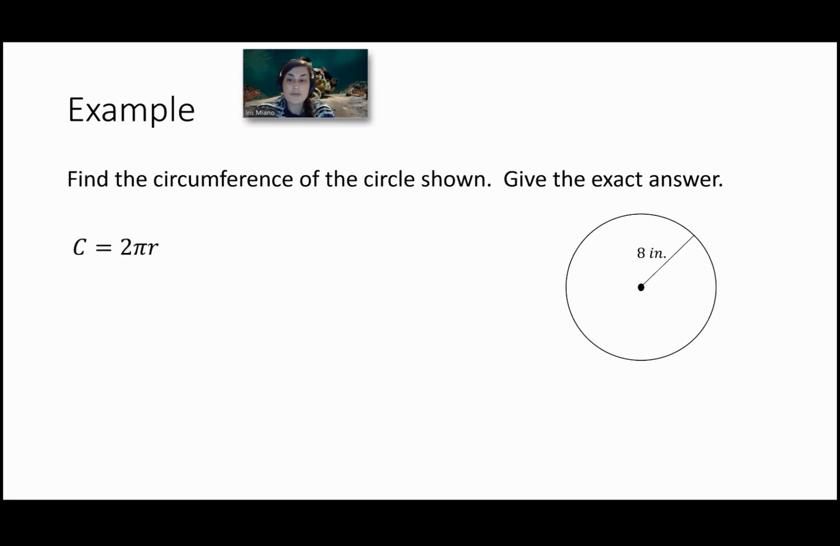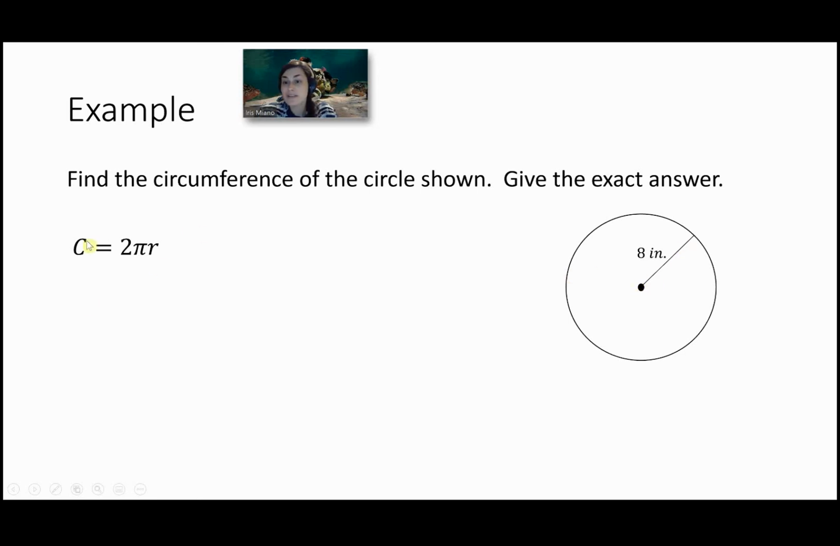First thing we want to do is reference the appropriate formula. Notice that I opted for the circumference formula of 2 times pi times r instead of pi times d. Why is that? Because the measurement that I was given was the radius. You guys see that? The distance from the center of the circle to the outer edge, that's the radius.